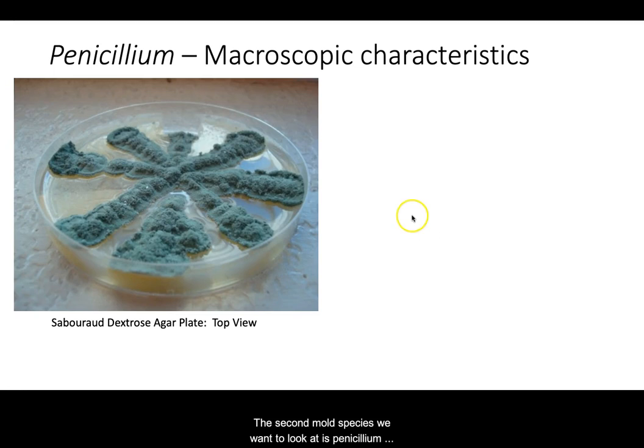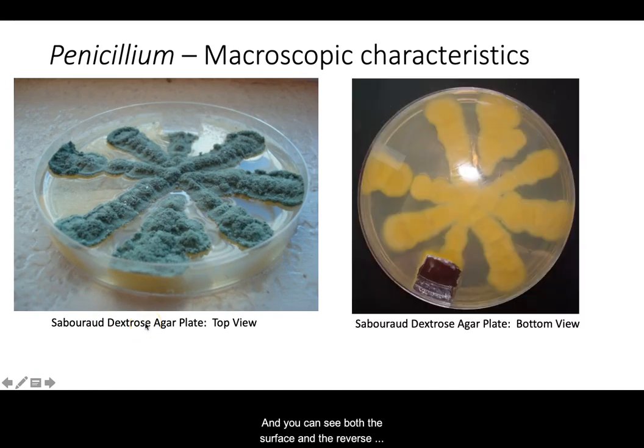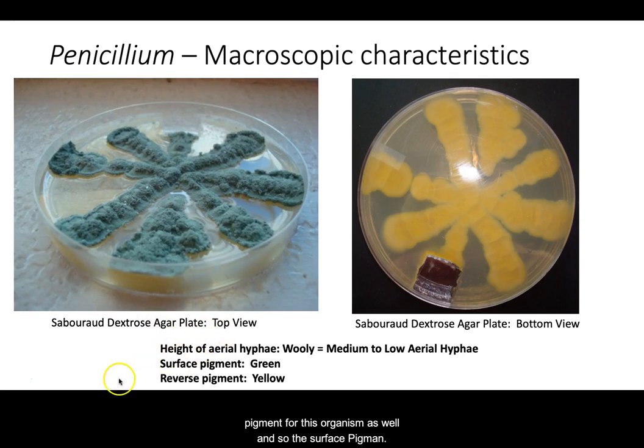The second mold species we want to look at is Penicillium. That name might sound familiar because this is the species that can and does produce penicillin, the antibiotic that we talked about. So this is again grown on a Sabouraud dextrose agar plate. And you can see both the surface and the reverse pigment for this organism as well. And so the surface pigment is more green in this mold species, and the reverse pigment is not green, but rather it's yellow.